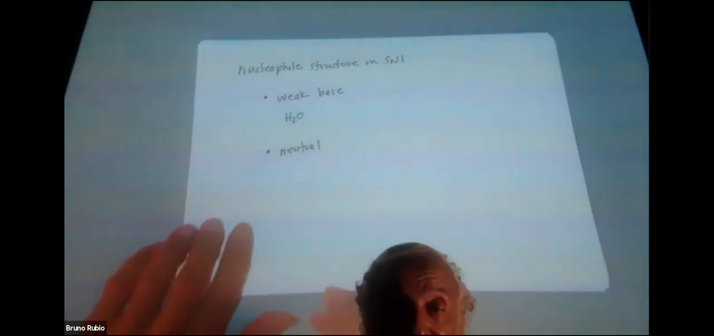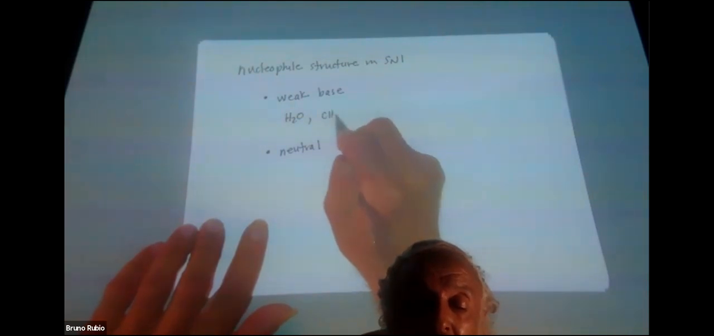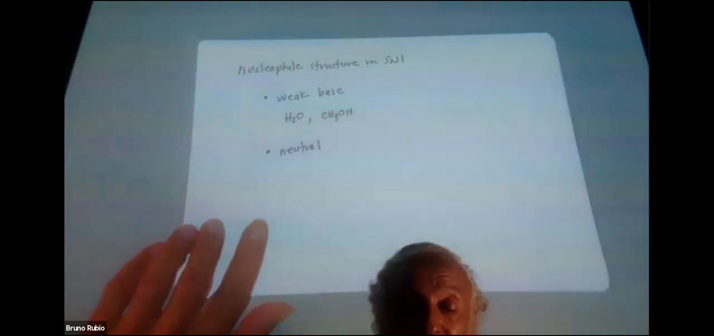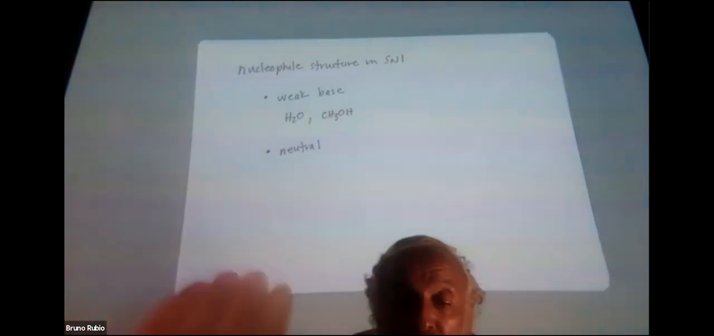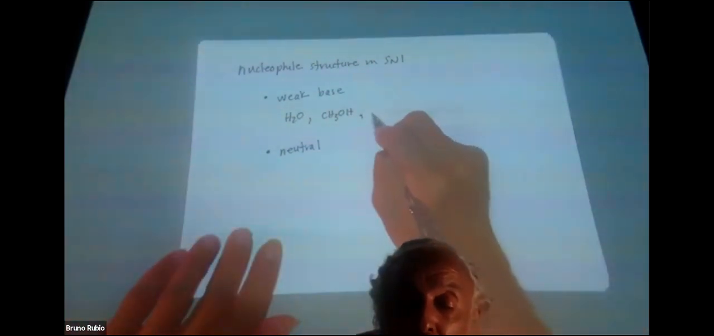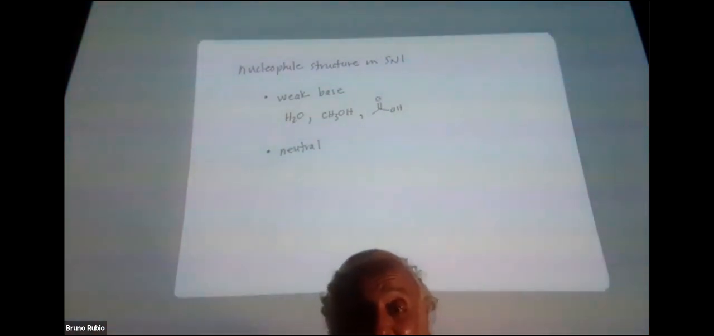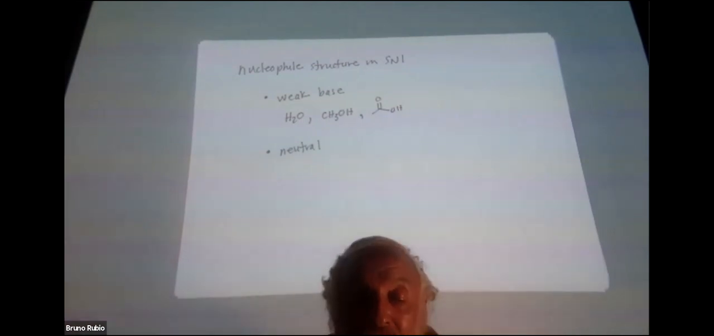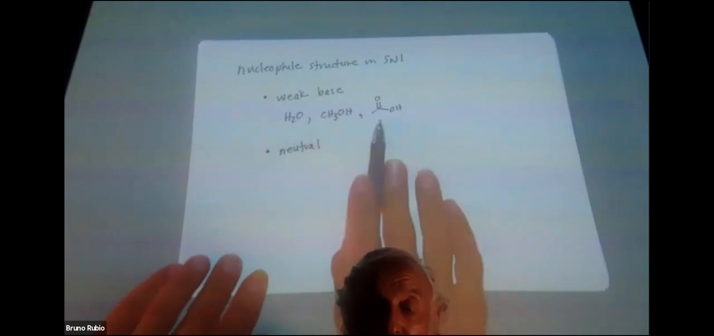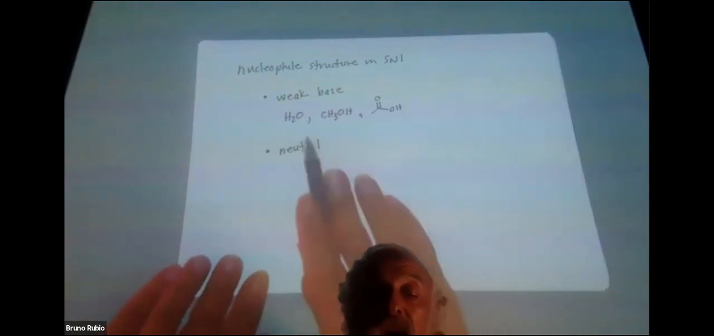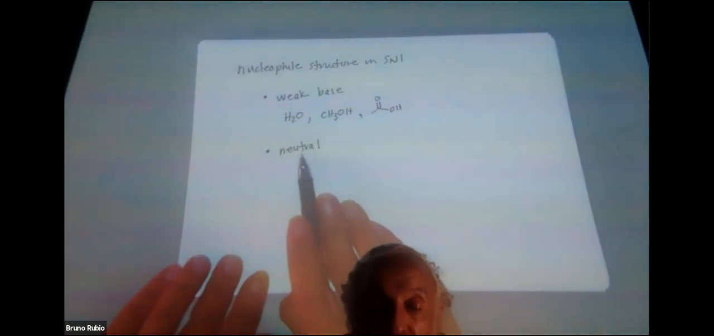It's a weak base, it's neutral. Another typical SN1 nucleophile could be an alcohol, right? That's a weak base and it's neutral. Another typical SN1 nucleophile could be a carboxylic acid, right? Is a carboxylic acid a strong base? No, that's why it's called, you know, maybe it would be called a carboxylic base. So these are your typical SN1 nucleophiles. They are weak bases, and most of them are neutral.